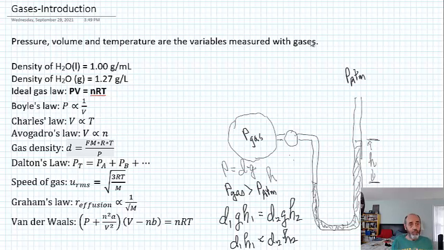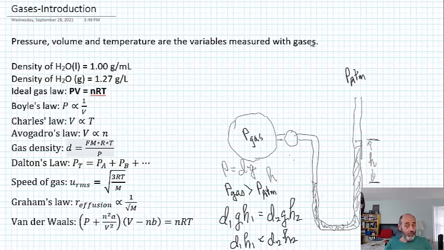The first thing we have to understand is that with gases we measure pressure, volume, and temperature, and moles sort of too. Those are our main variables we use to study gases. The traditional method of measuring gas pressure is the use of a U-tube manometer.